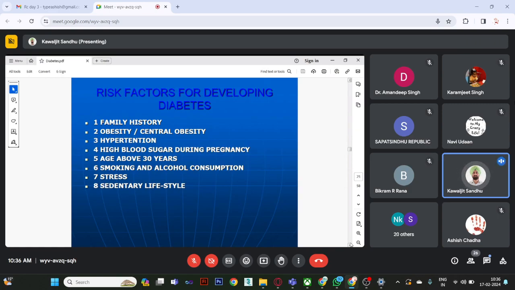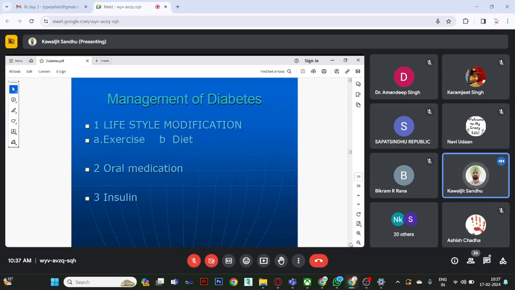A sedentary lifestyle also needs to be stressed upon because we can see our lifestyle is becoming more and more sedentary. We don't want to walk, or we don't want to exercise. Rather than going short distances on foot, we prefer a motorbike or car. So a sedentary lifestyle also imparts its share to lifestyle disorder diseases like diabetes or hypertension.